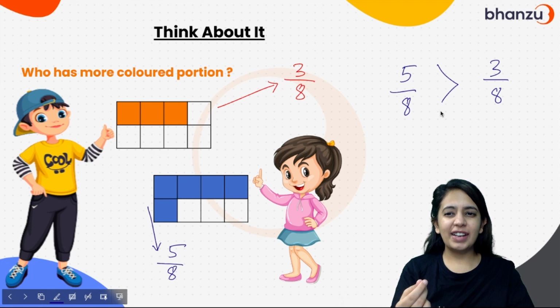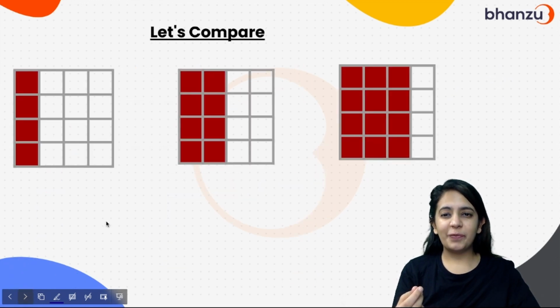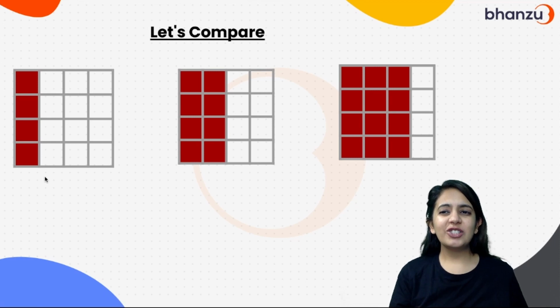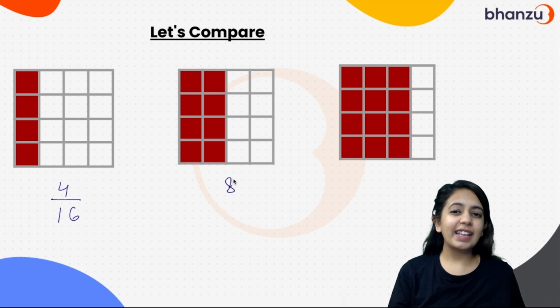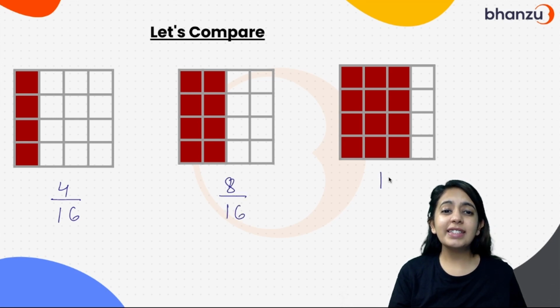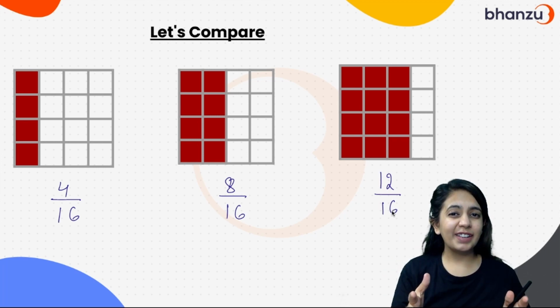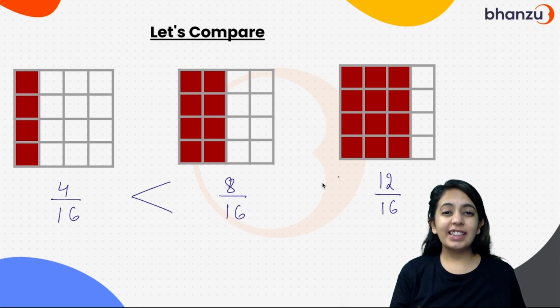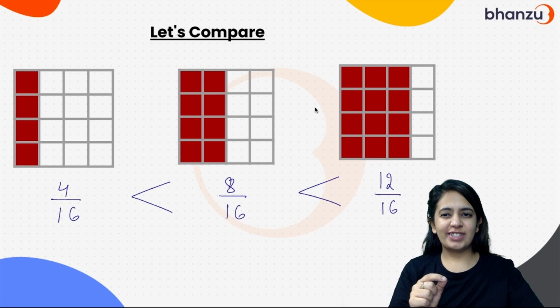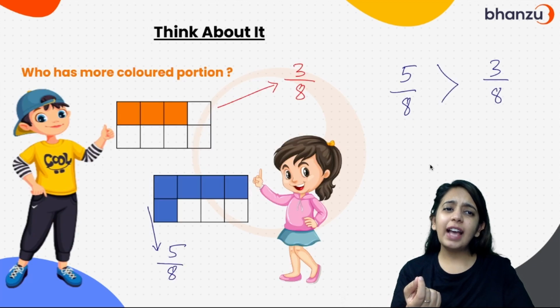Okay, let's see another example and then we're going to observe. So how about this one? What is the fraction over here? It is 4/16. The next one is 8/16 and the next one is 12/16. So 4/16, 8/16, 12/16. Tell me, which one is greater? Of course, this is in the ascending order, isn't it? Just by looking at the images also you can tell this. What can you observe in these fractions? We are comparing here the fractions which have the same denominator, isn't it? And here also we compared the fractions which have the same denominator.